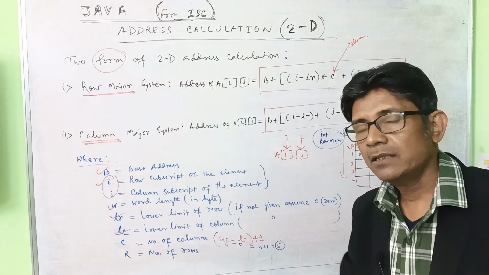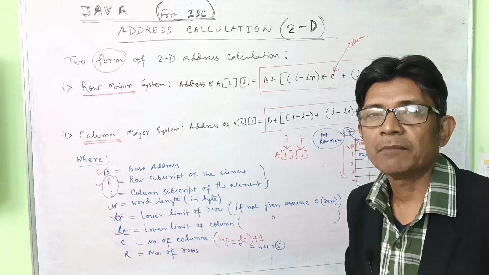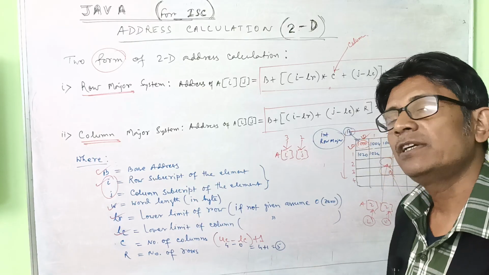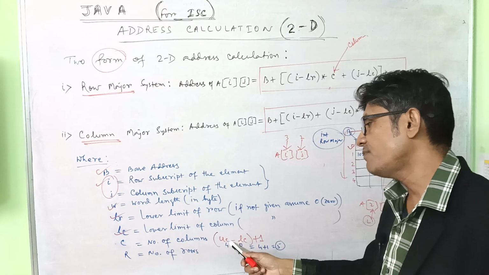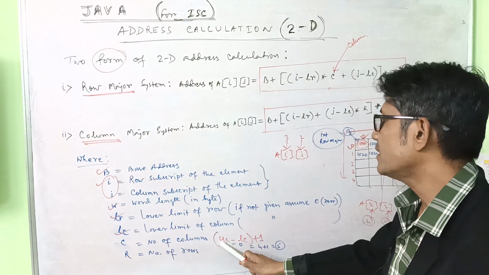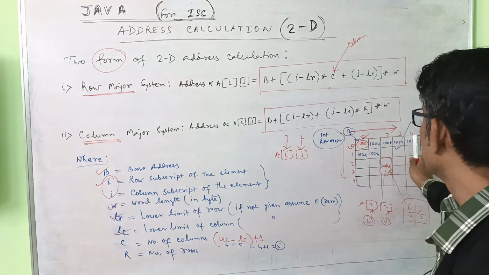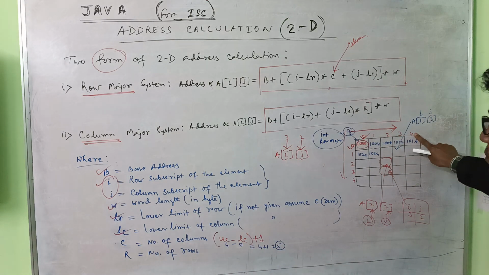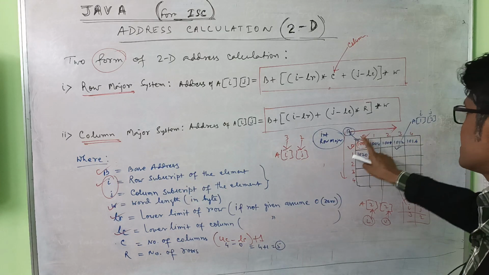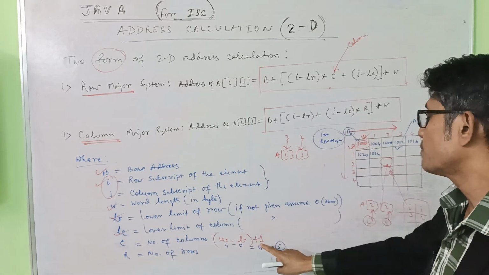Row measure format, you will take column measure format, you will take number of rows. And how will you calculate the number of rows and columns? This is the formula. Number of columns: upper column minus lower column. Upper column position is 4, lower column position is 0. So 4 minus 0, it is 4, plus 1.